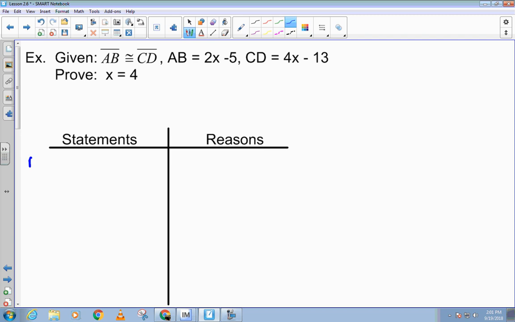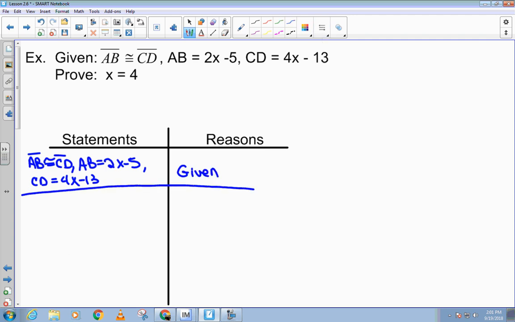you start out with your given. AB is congruent to CD. AB equals 2x minus 5, and CD equals 4x minus 13. And that's given. Okay. Now, we can see we have information about AB, and we can see we have information about CD. Okay? And so, really, if you think about it, we can go and replace both of these. But you can't use substitution when you're in the congruence mode.